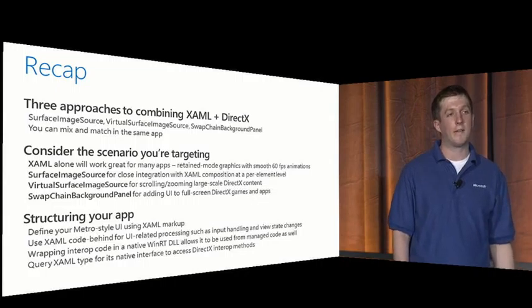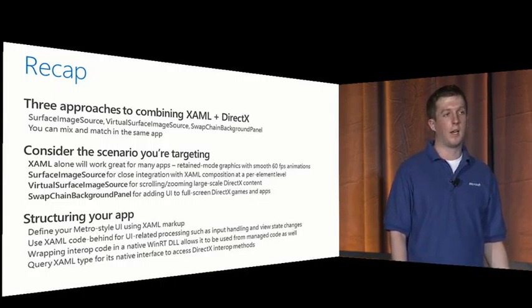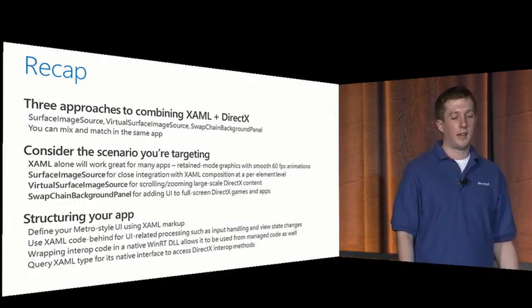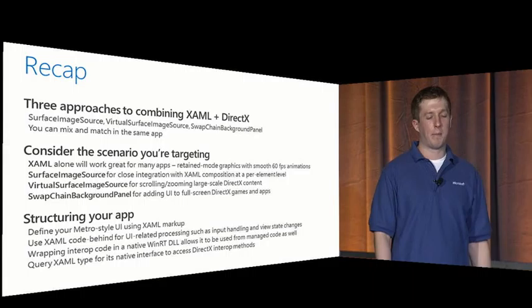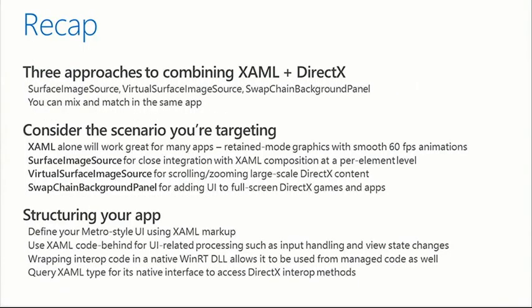So surface image source, if you need the close integration with XAML, composition at a per element level. Then you have the virtualizing version if you're doing scrolling and zooming of large-scale content within that. And then finally, we have the swap chain background panel, which is really close to a native full-screen DirectX application, but with XAML UI on top. Even if it's as minimal as an app bar, you can definitely use XAML to create Metro-style UI without having to implement it from scratch in DirectX.